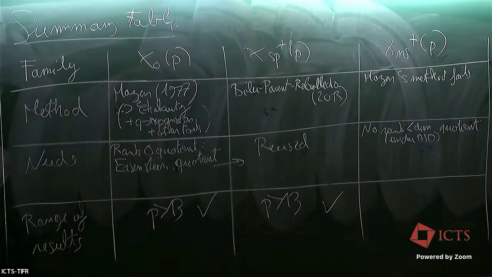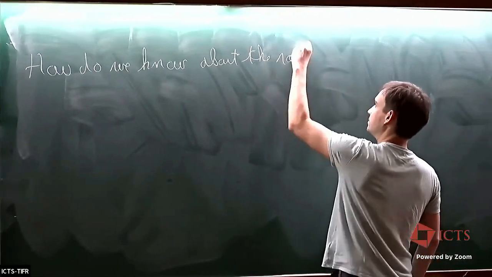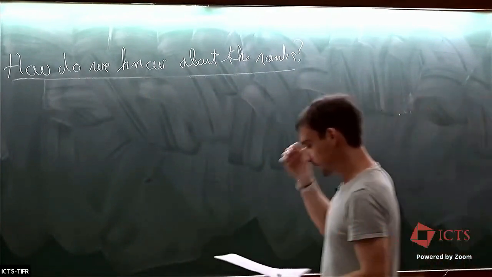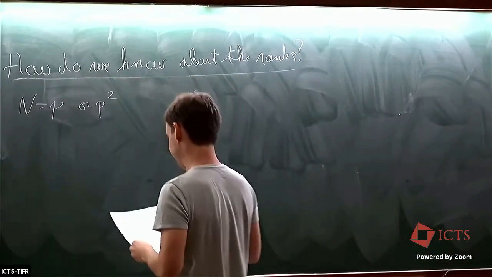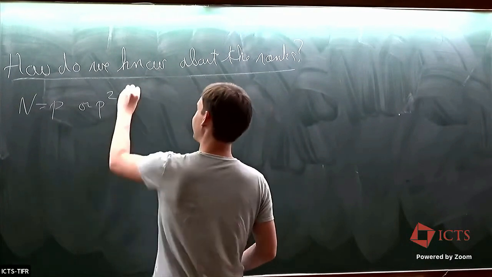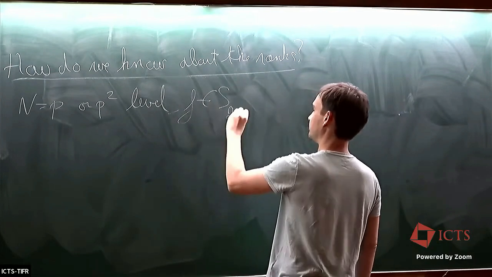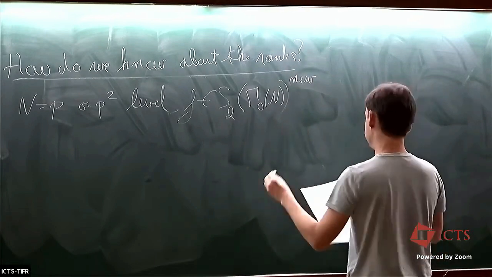So, about the ranks. Again, it's been mentioned right before. And here, sorry, my notation is a bit different. For me, n is equal to p or p square, not q. So you have to adapt. So this is a level, and I take f a newform eigenform.